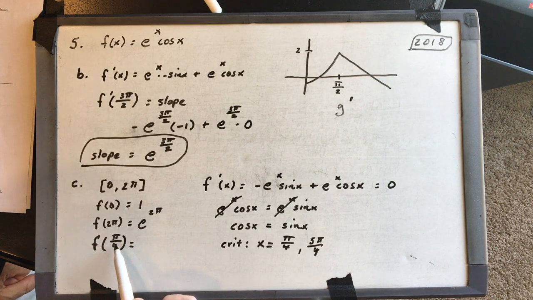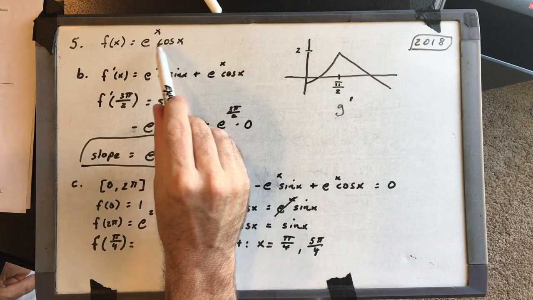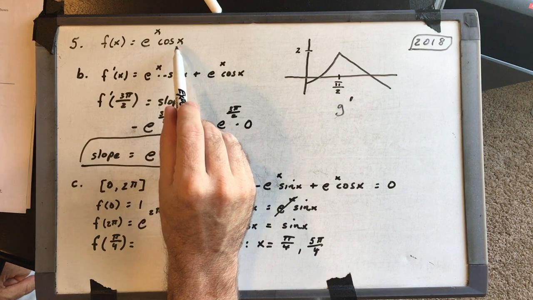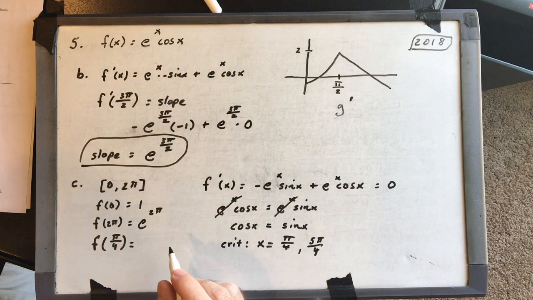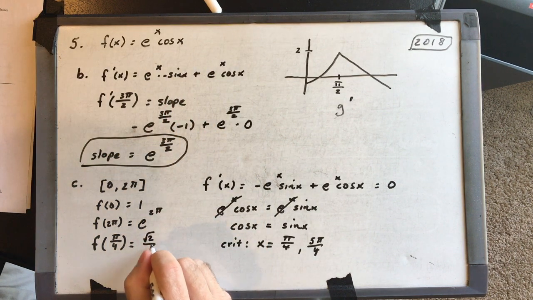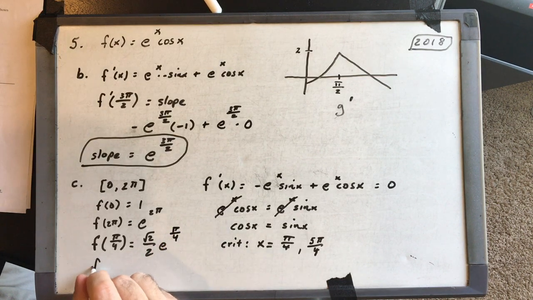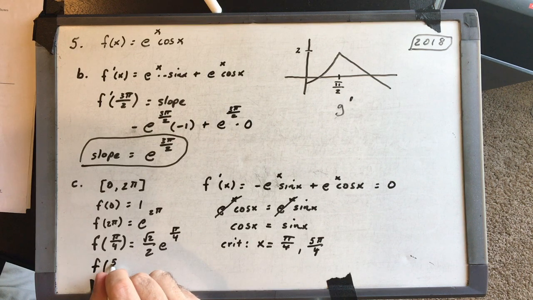Okay, so we're going to plug that back into the original. That's going to be e to the pi over 4 times root 2 over 2. Cosine of pi over 4 is root 2 over 2, so that'll be root 2 over 2 times e to the pi over 4. And then let's take a look at 5 pi over 4.